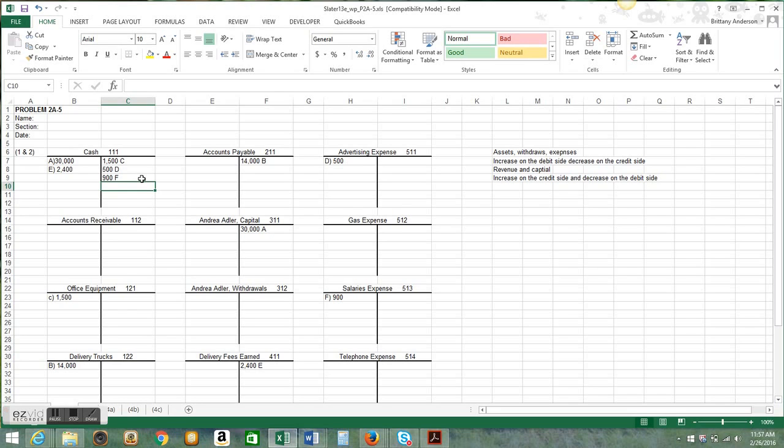So letter G, we paid $1,100 in gas expense. Again, we incurred an expense and we paid for it. So we're going to increase our gas expense, this is letter G, by $1,100 because we're incurring that expense. I paid it out, so I am going to decrease my cash because I now have $1,100 less in my cash account.